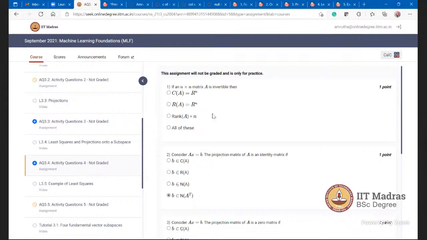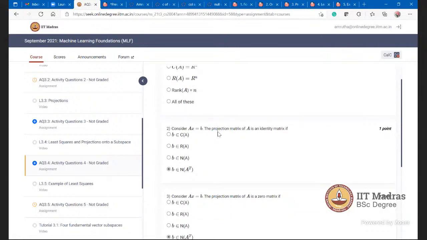So here let's go quickly. If I have an n cross n matrix, we have now seen many things on the invertibility of this matrix, so all these conditions are true. As we saw earlier, C of A belongs to Rn, R of A also belongs to Rn, and the rank is equal to n. Consider Ax equal to B. So if your B belongs to the column space of A, this is your answer.